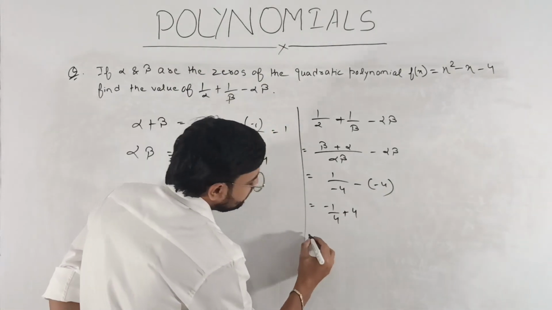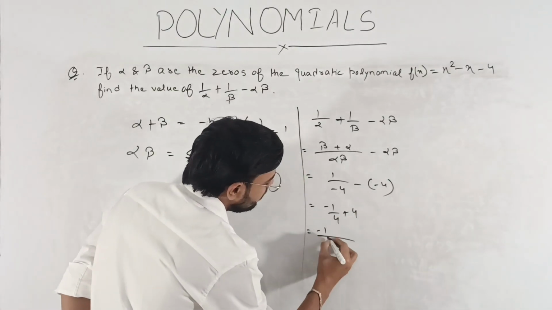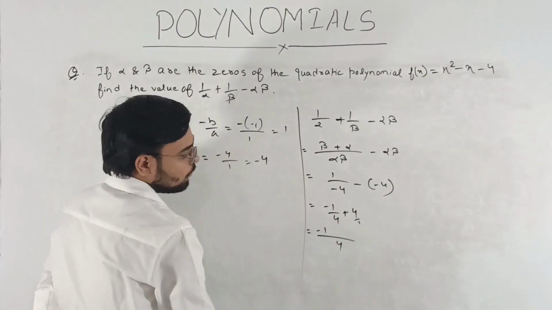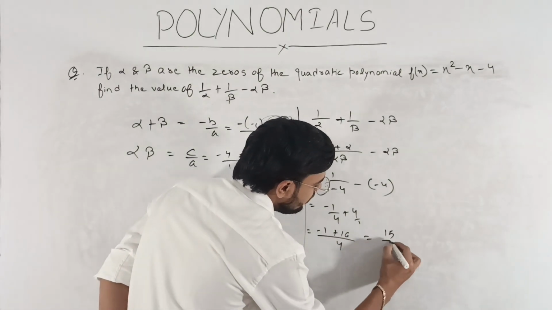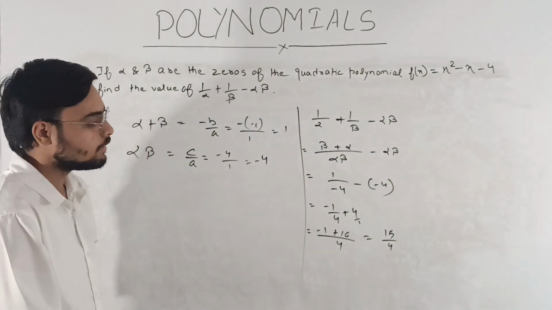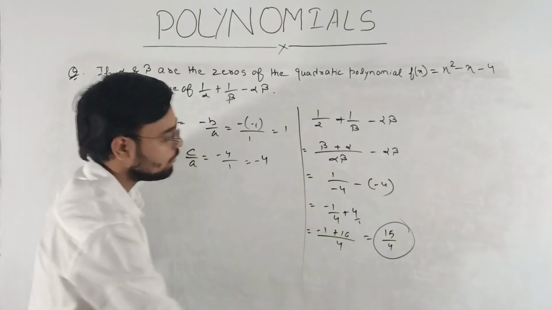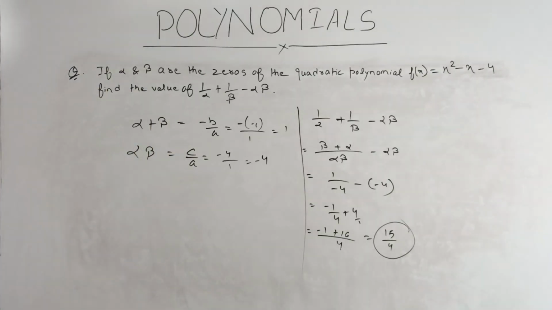Now I take the LCM, which is 4. Then minus 1, and 4 times 4 is 16. Now this will look like 15 upon 4. Understood? This is the final answer. Let us see it again.